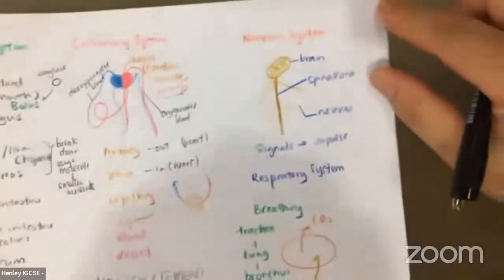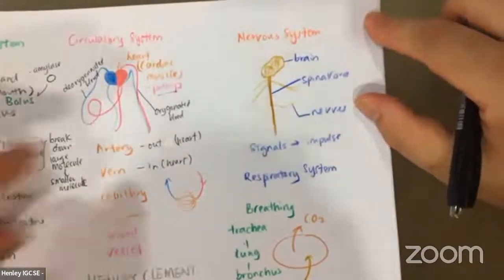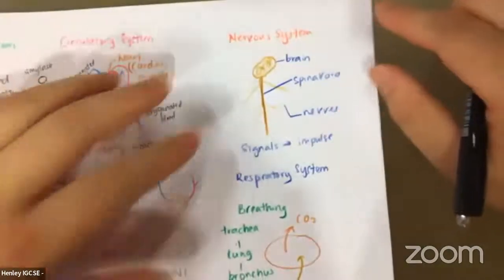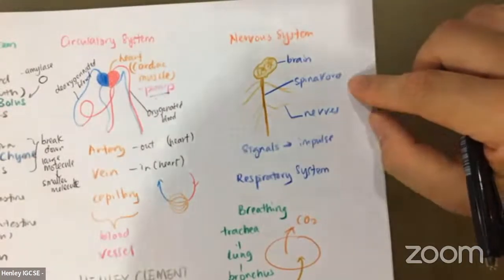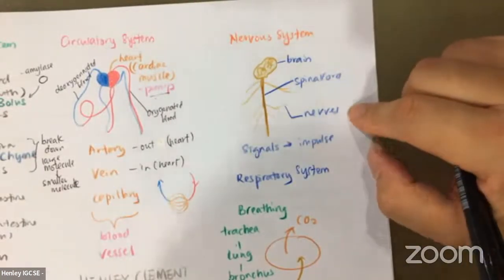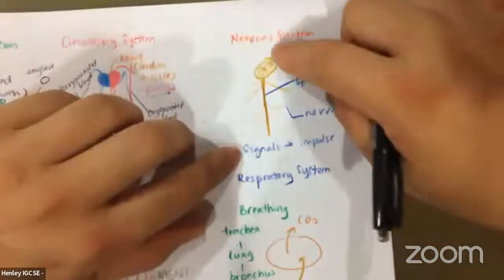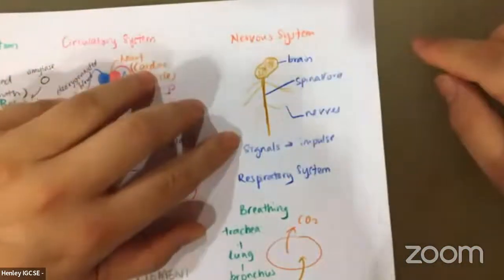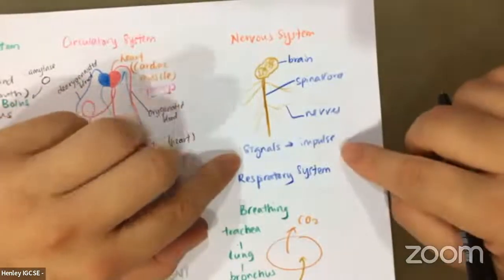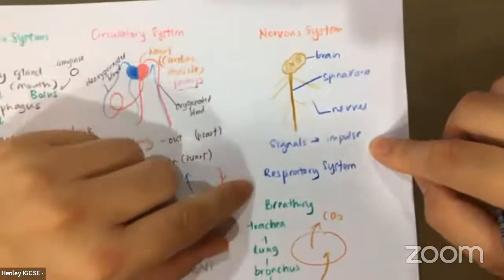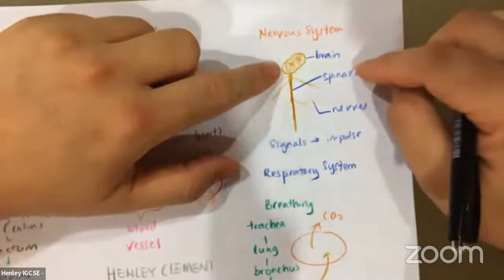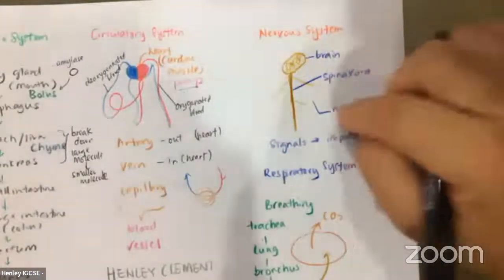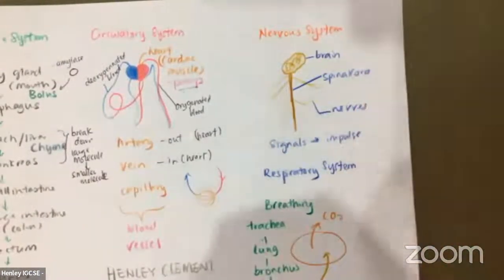Okay, the next one will be the nervous system. The nervous system will be easier because we will be learning three parts: the brain, the spinal cord, and the nerves. This is about signal sending here and there. The signal we call an impulse. The brain and the spinal cord we call the CNS, central nervous system, and together with the nerves from the spinal cord we call it the peripheral nervous system, which is PNS.